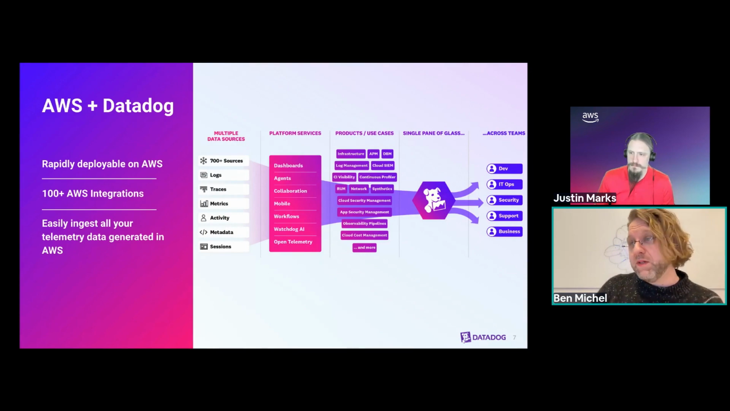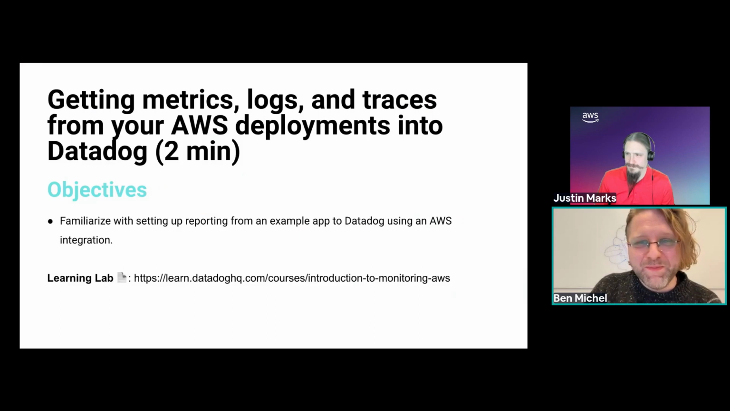Datadog currently maintains over 100 AWS integrations that make centralizing your telemetry data as simple as possible. You can quickly spin up reporting agents and start reviewing what's going on with your deployments in a very short amount of time. But rather than talking about how this is done, why don't I just show you? So let's go ahead and jump into our first demo.